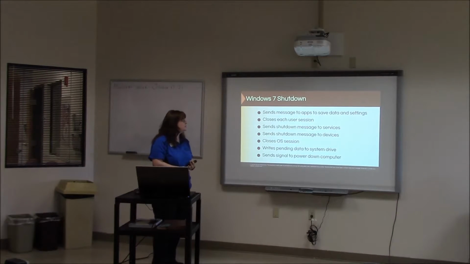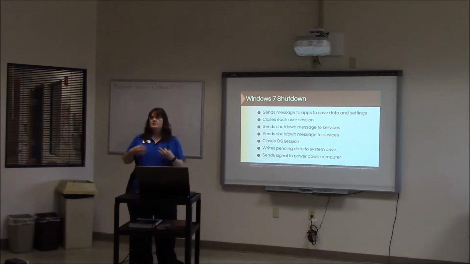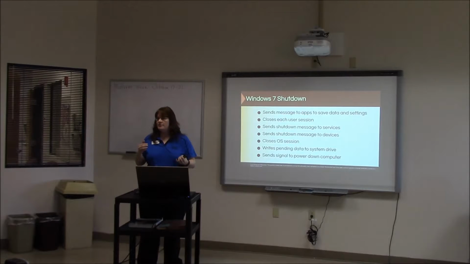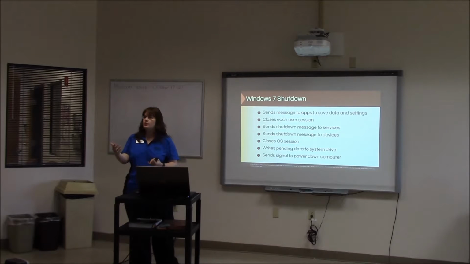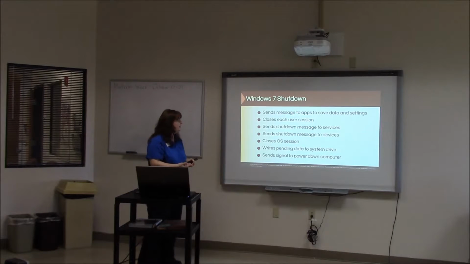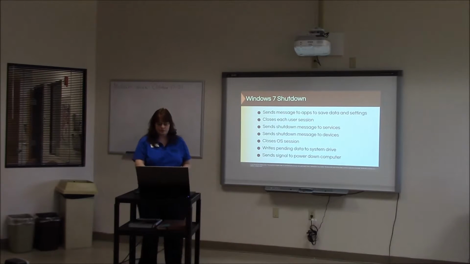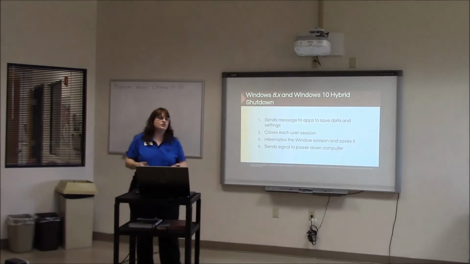When you shut down with Windows 7, lots of things actually have to happen for that process to occur. It sends a message to all the applications to save everything. Sometimes if you have something still up, it will say, you know, Microsoft Word is still running. Do you want to save this before you shut down? And then you can make some changes there. It's going to shut down all the services to the devices, close the operating system. Anything that's pending writing, it's going to write to the hard drive. And then it's going to send the signal to power down the computer. So all those things have to work to be able to shut down.